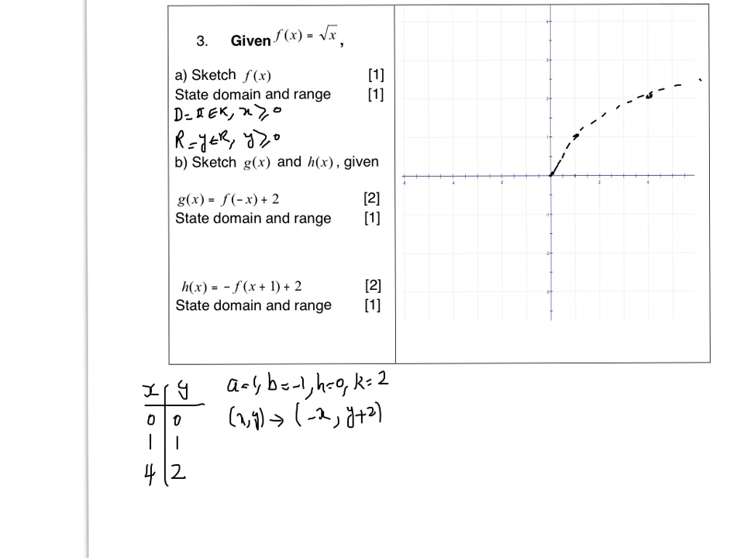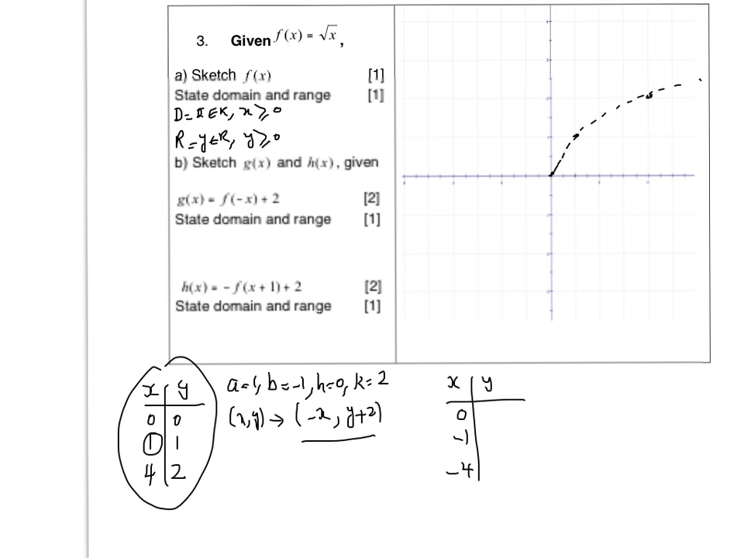So my transformed table of values now, I'm going to apply these to my original table of values. So when x is 0, negative 0 is 0. When x is 1, negative 1 is negative 1. When x is 4, this one is negative 4. We do the same thing for the y coordinate. We say that for every y, we add 2 to it. So 0 plus 2 gives me 2. 1 plus 2 gives me 3. And 2 plus 2 gives me 4.